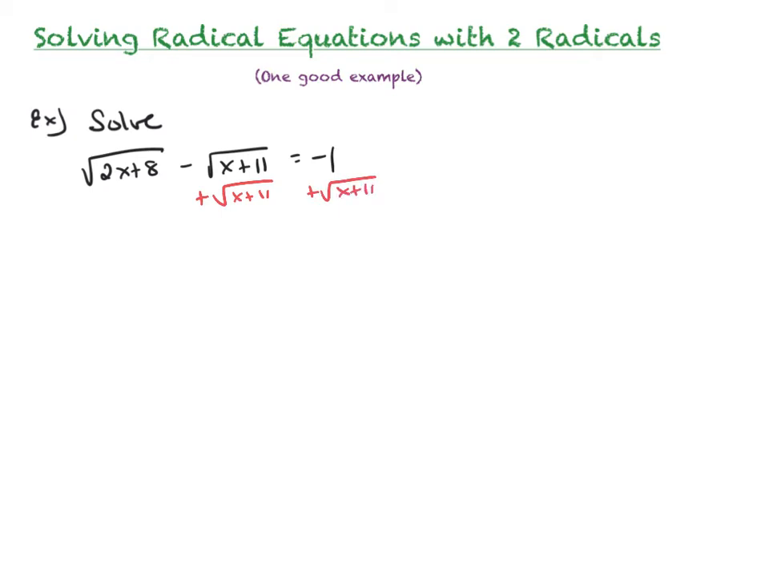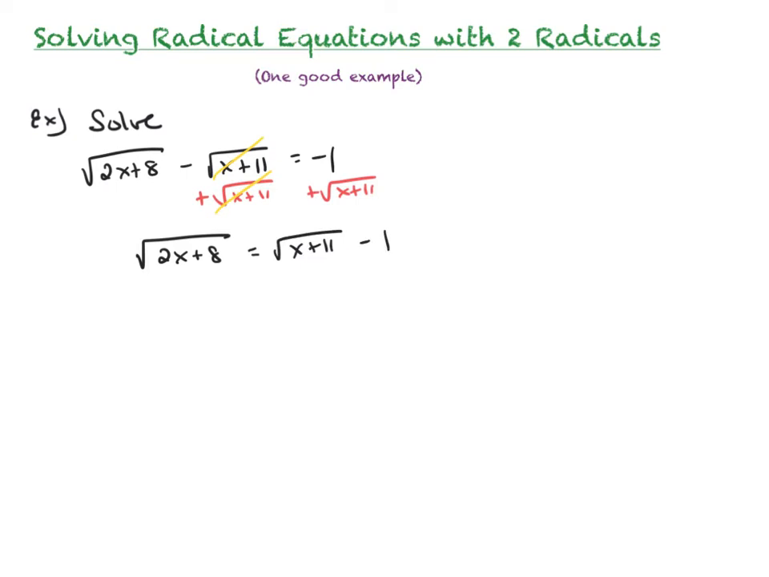So now this is beautiful because on the left-hand side, the square root of x plus 11's cancel. And all we're left with on the left-hand side is a 2x plus 8 in a square root. On the right-hand side, however, this negative 1 and the square root of x plus 11, they're certainly not like terms, so I'm going to leave them separated and write it as the square root of x plus 11 and then minus 1 outside the square root.